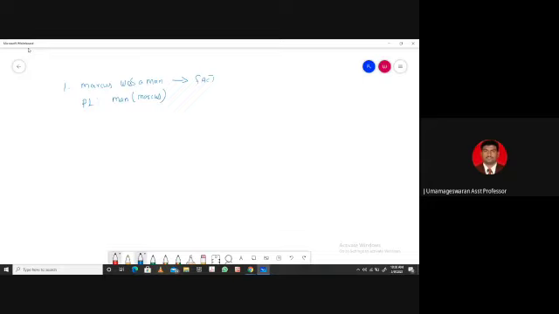The second statement: Marcus was a Pompeian. This is a fact, and the predicate logic is written as Pompeian within brackets Marcus. Then the third one, a more complex statement: all Pompeians were Romans. This is a fact, and I'm going to convert it.